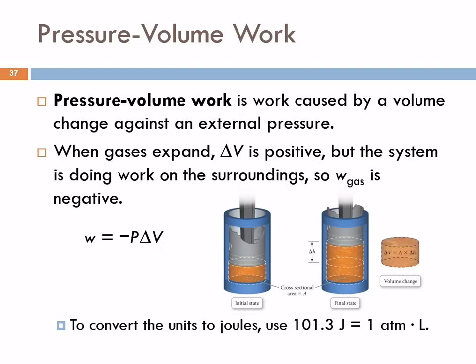W for the gas is negative, and so we end up with the work equal to negative pressure times the change in volume. The change in volume is positive. The pressure, of course, is positive. But the way we've defined it, W has to be negative, and so we just have a negative sign in front of that. Here's the illustration. This gas expanding, the volume is increasing. It's doing work against atmospheric pressure.